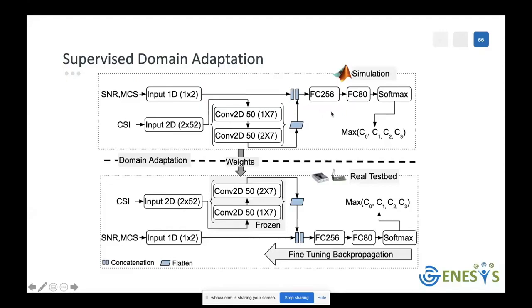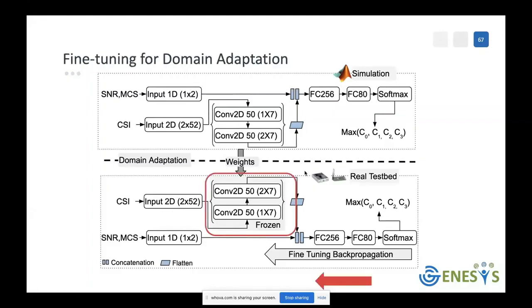But to make this work in a real environment, we had to use some kind of domain adaptation technique. In this case, we use a supervised domain adaptation technique. In particular, we use a fine-tuning approach where we froze the neural net, only the convolution layer, where we observe that this convolution layer is able to learn the parameters, learn the specific features, which is basically learned from the data collected in a simulation environment. And for the real test bed, we use this fine-tuning approach for domain adaptation.